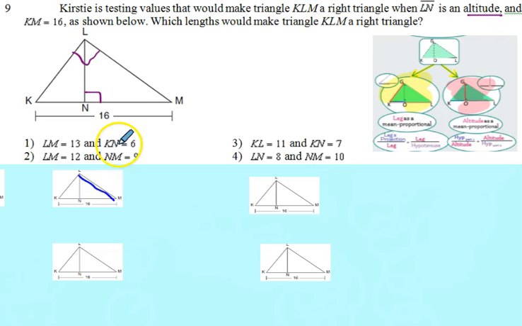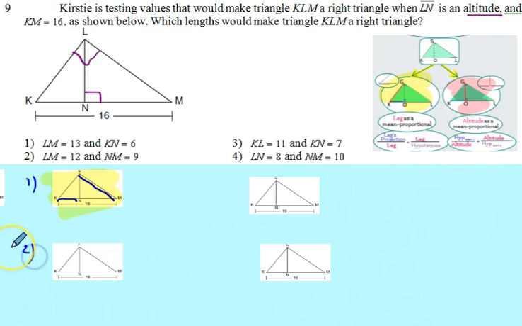So number 1, LM is this, and KN is this. But I already noticed, and you should, that I don't have an altitude, I do have a leg. Therefore, whatever substitution will look like, this question will be about the rule where leg is a mean proportional. That was choice number 1.